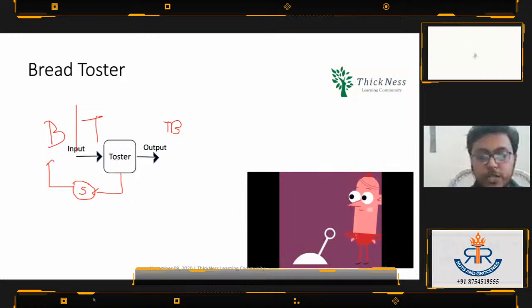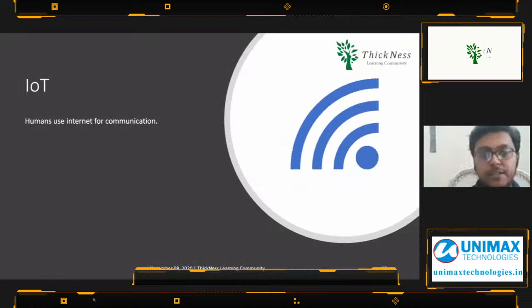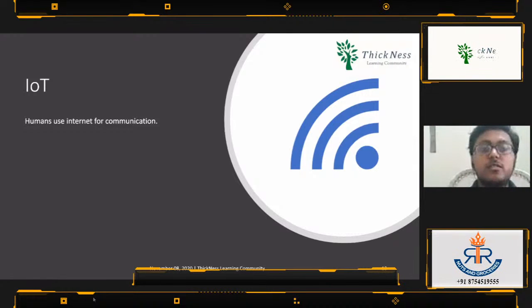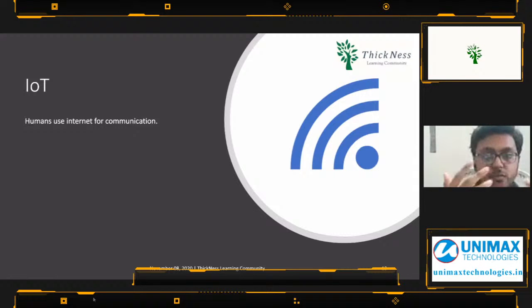So going to the next thing, IoT. Coming to the second topic of the day, IoT. As you all know, we humans use the internet for communication. We have WhatsApp calls, generally known as voice calls rather than WhatsApp calls. WhatsApp is a particular app. So we have this voice call. That is the internet for communication. We text and we use things.